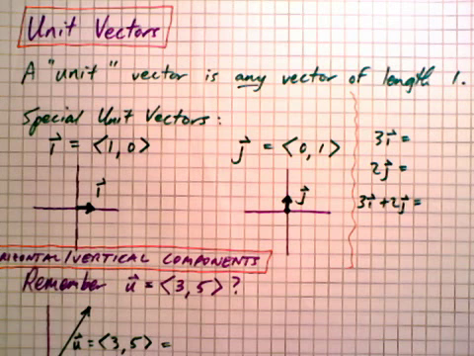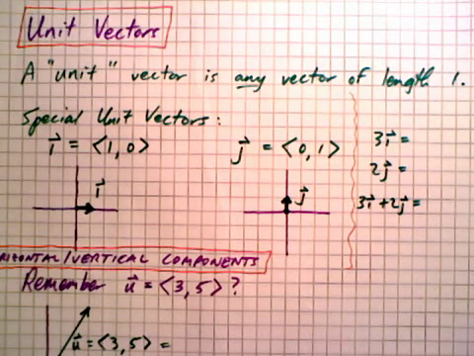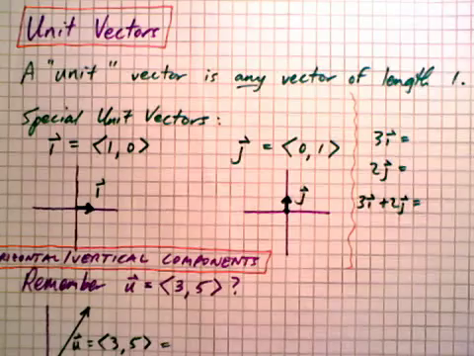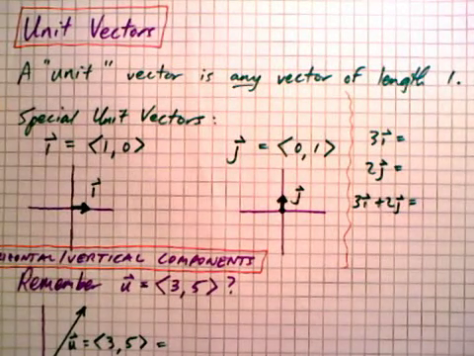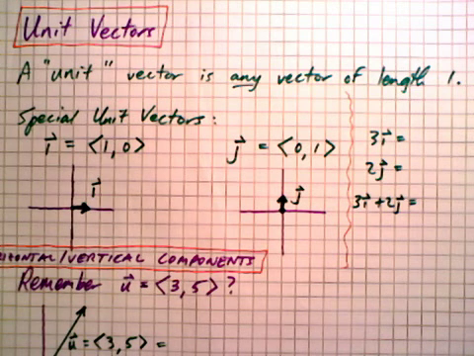Okay, so the next part of our talk on vectors is what we call unit vectors, and I just wanted to define that for you guys. A unit vector is any vector of length 1. So we're going to talk about specific unit vectors. As you can see here, there are 2 special unit vectors that we deal with.